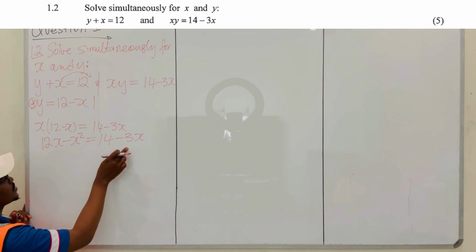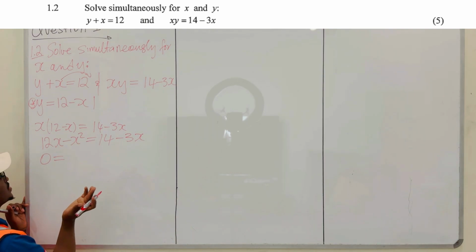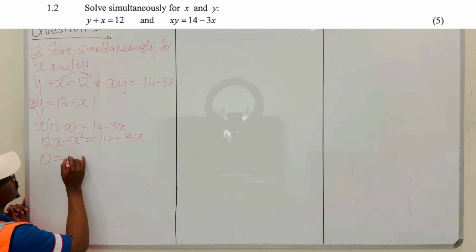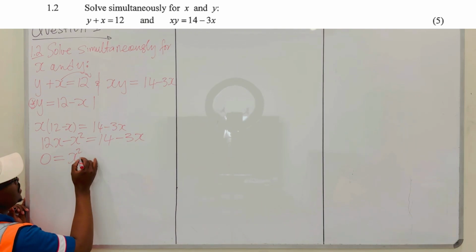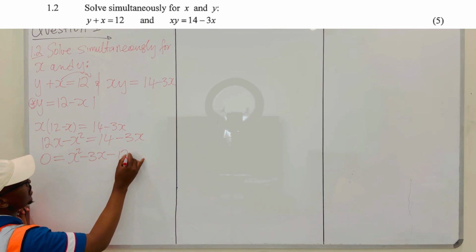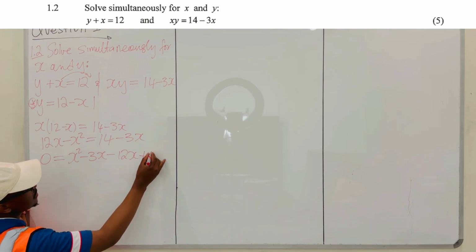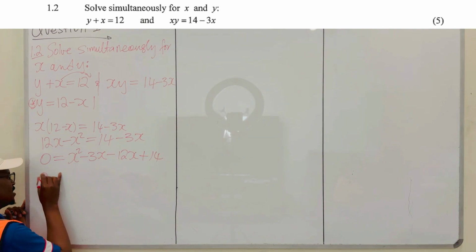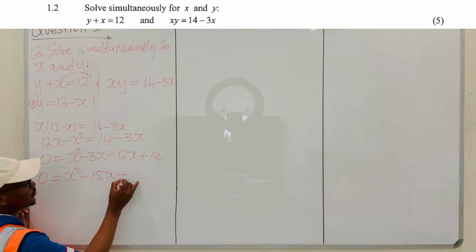So let's take these things to the other side. So we're left with 0 here. You can take this to this side, it doesn't matter, whichever way you want. So I'll have x squared this side, minus 3x, right, which is this one, minus this 12x here, right, plus 14. So 0 is equal to x squared minus 15x plus 14.